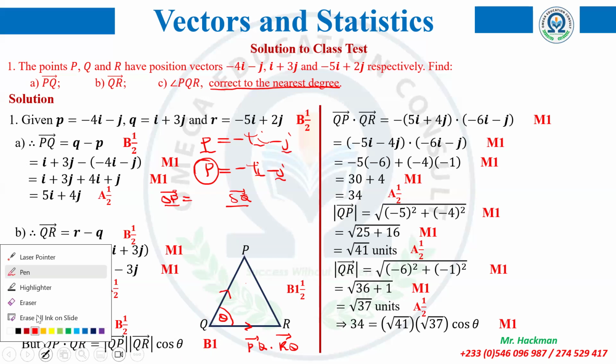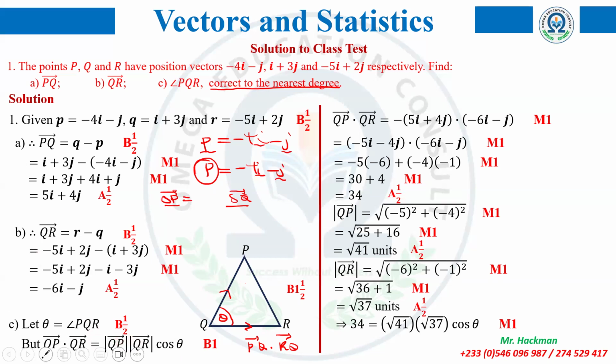Let me go for the laser again. So times the magnitude of vector QR, then cos theta. Remember, theta we said is the angle that we are looking for. However, we don't know the sides, so we need to go and find them. It's formula work, like I've told you: quote the formula and let the formula guide you. After quoting the formula, we realize that we need to go and find the parameters here before we can find theta.